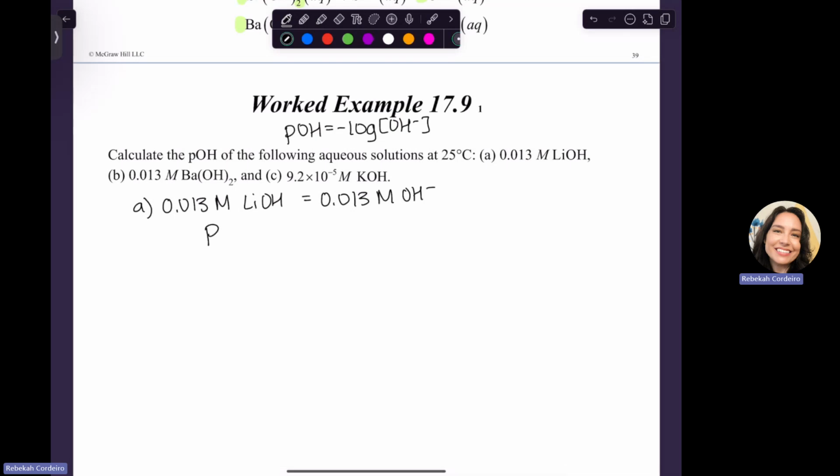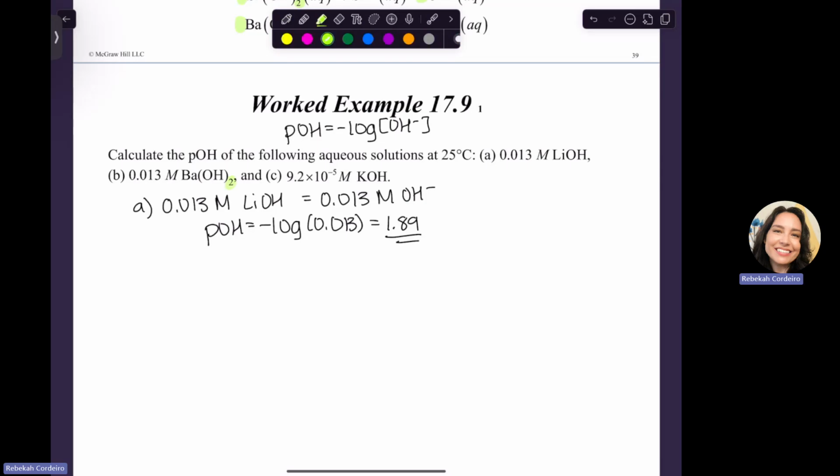So what would the pOH be? Negative log 0.013. We would type in our calculator, negative log 0.013, and we would get 1.89 as my pOH. Why don't you try B and C?